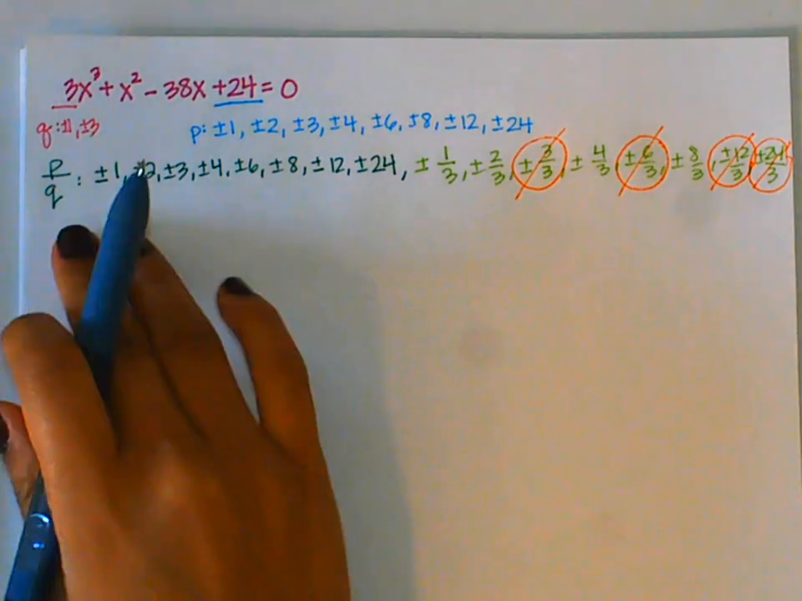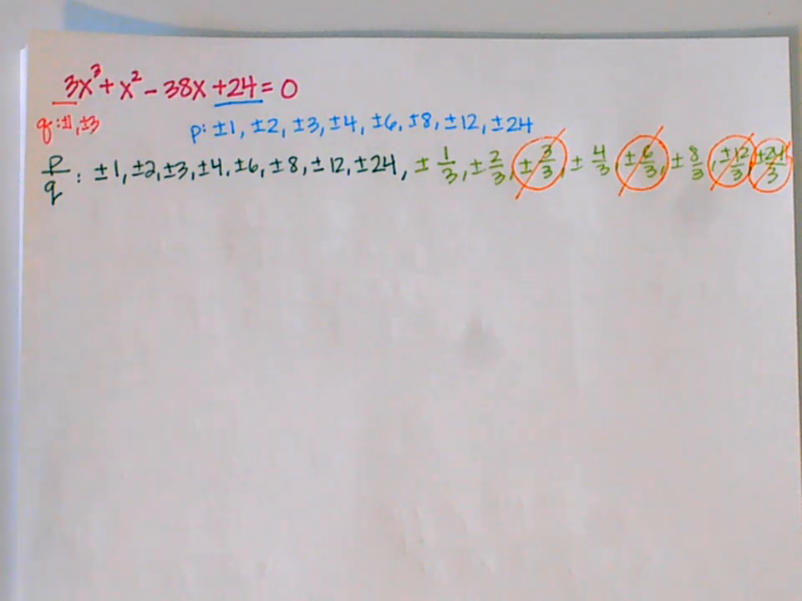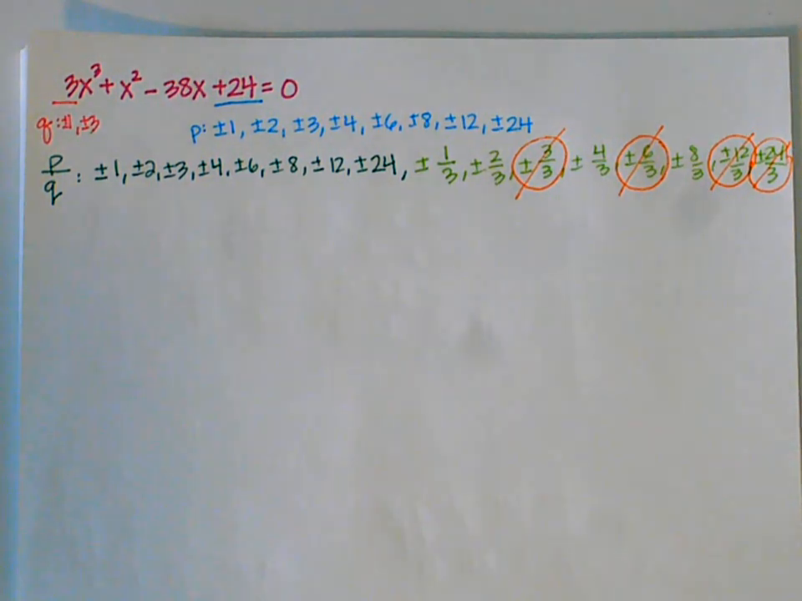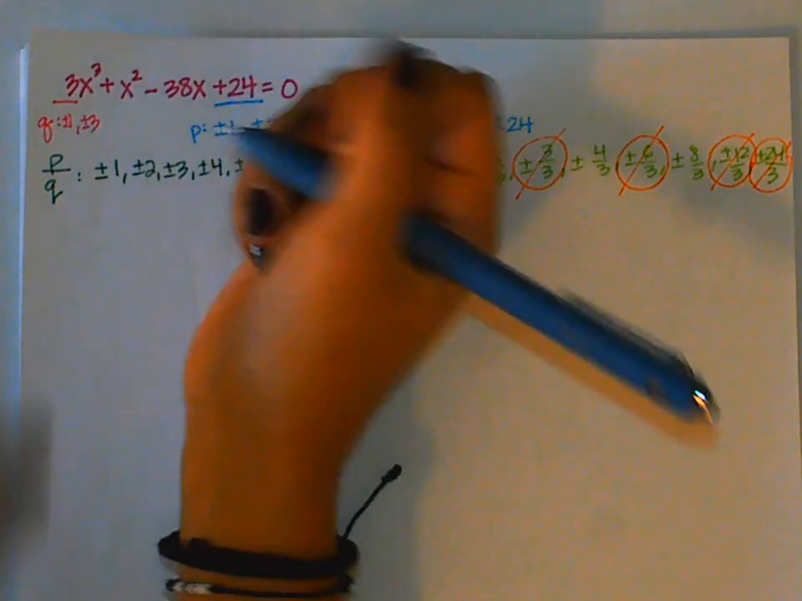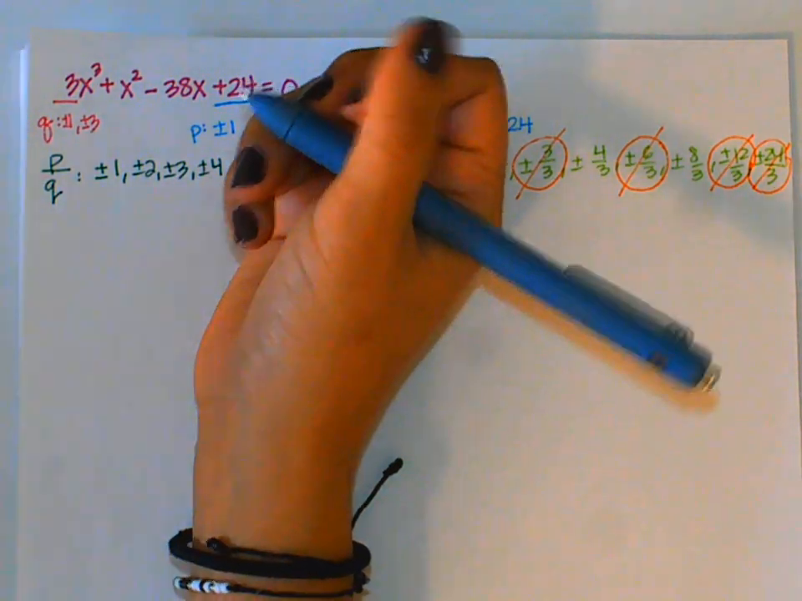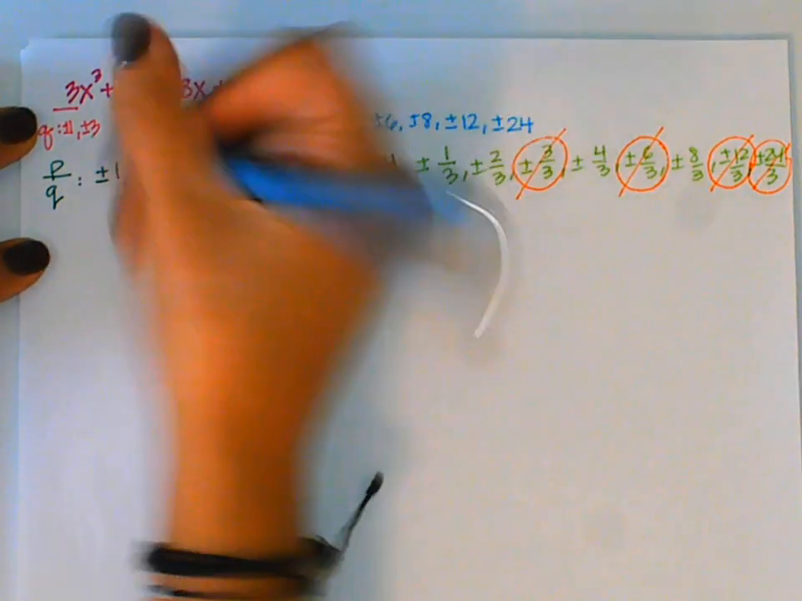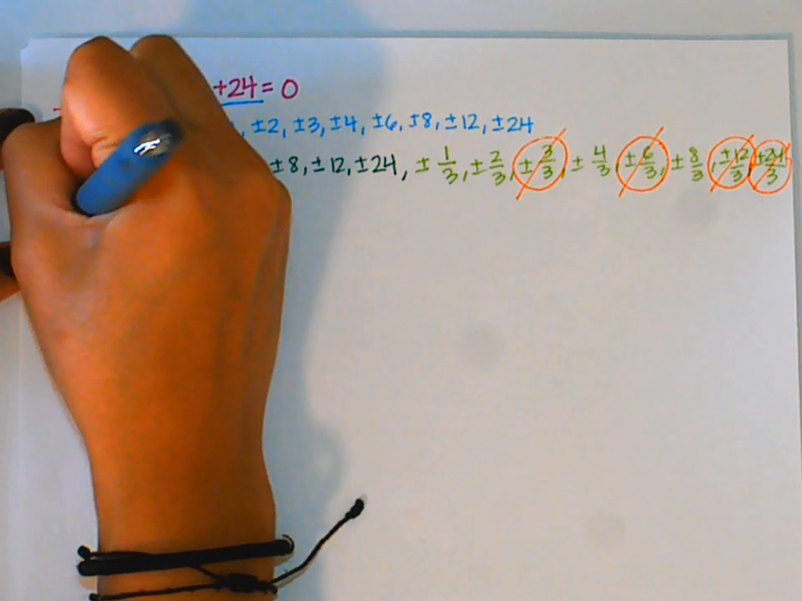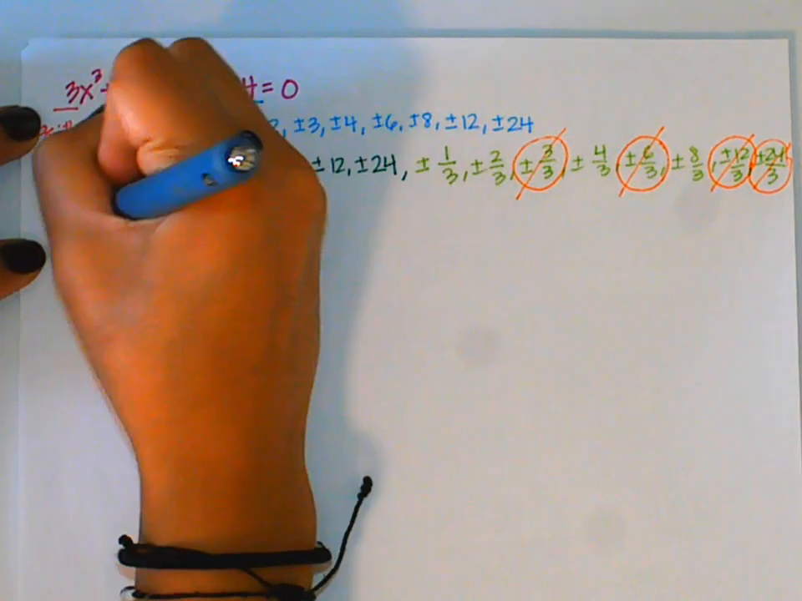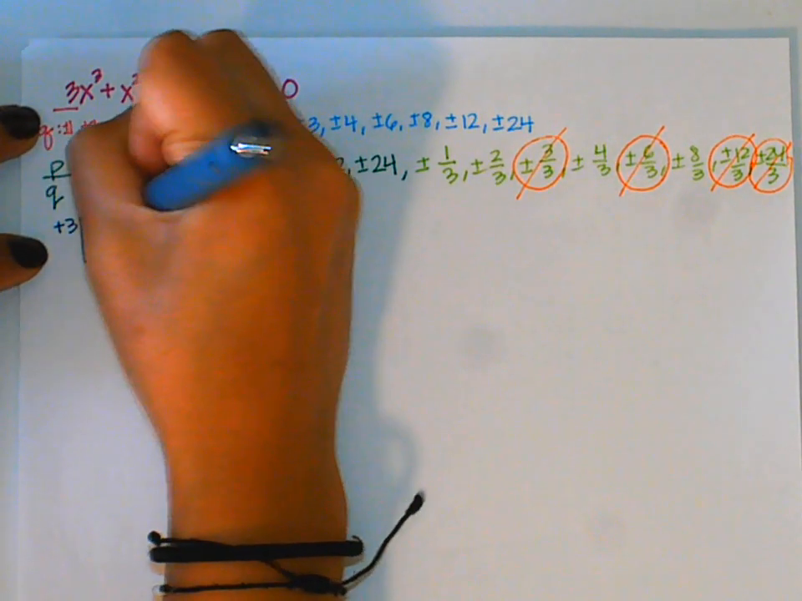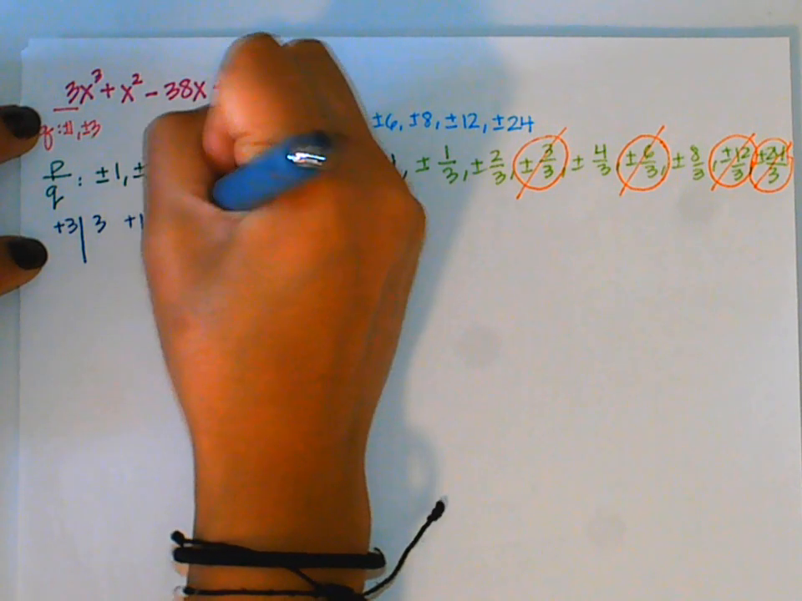Again, I'm going to pick any random number that I want. I started off with the 1 last time. You can try the 1 if you want to. I'm just going to randomly pick, I don't know, let's do a positive 3. Just because. There's no order to this. There's no shortcut or secret. You just have to try each one.